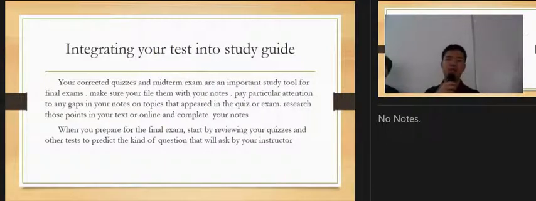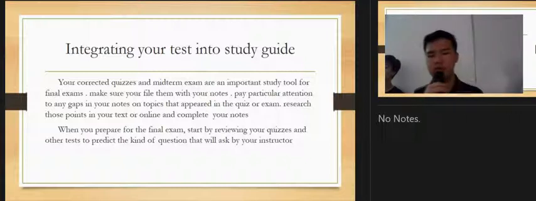Integrating your test into your study guide. Your corrected quiz and midterm exam are an important study tool for your final exam. Make sure you file them with your notes. Pay particular attention to any gaps in your notes on the topics that appear in the quiz or exam. Look those points up in your text or online and complete your notes. When you prepare for the final exam, start by reviewing your quiz and other tests to predict the kind of questions that will be asked by your instructor.